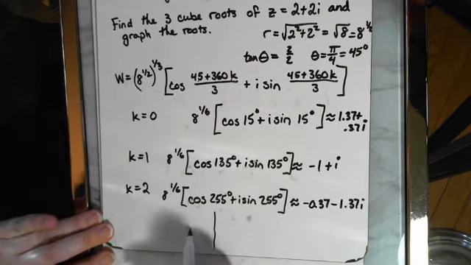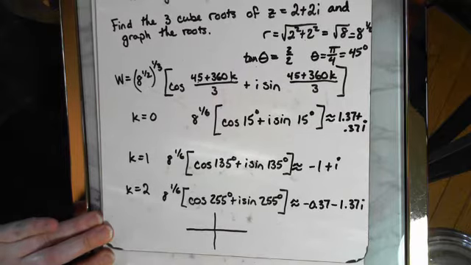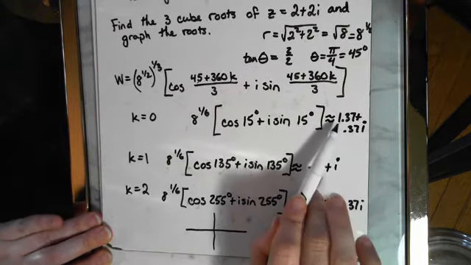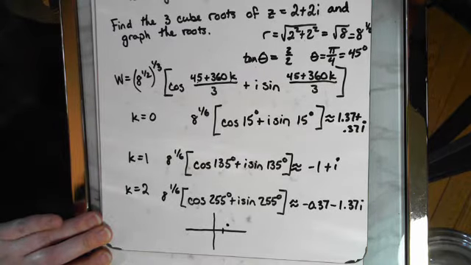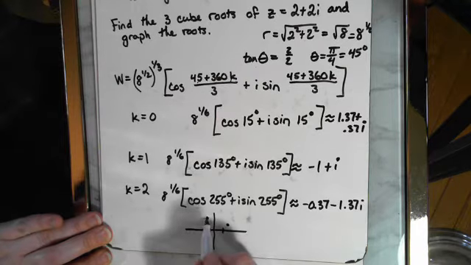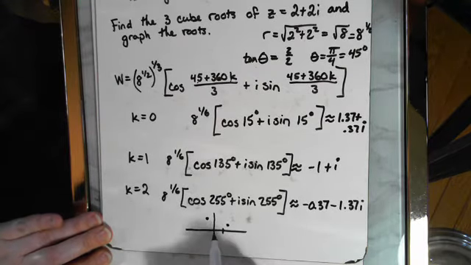So these are my 3 answers, and the last thing said to graph these. So basically what it's going to do is it's actually going to be on a circle. So 1.37, let's say this is 1.37 would be here, and 0.37 would take me there. I have -1, 1, which would be like there, and I have -0.37, -1.37.